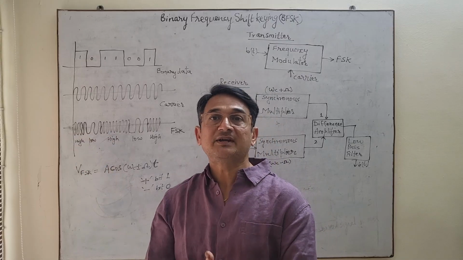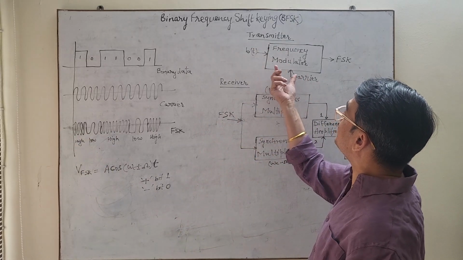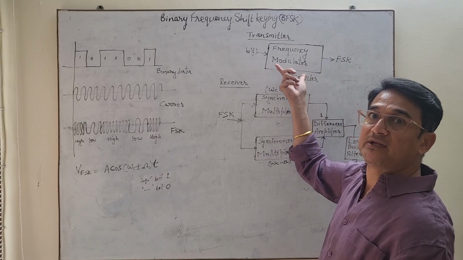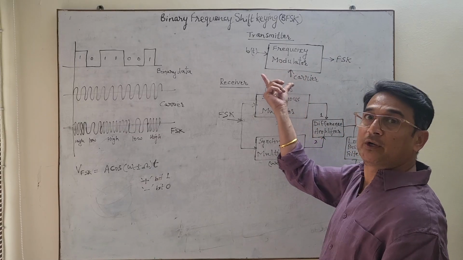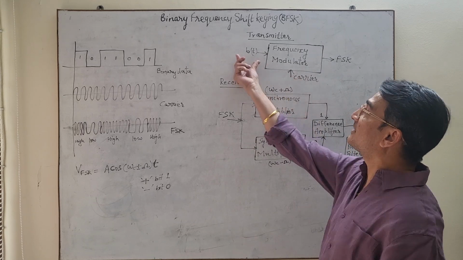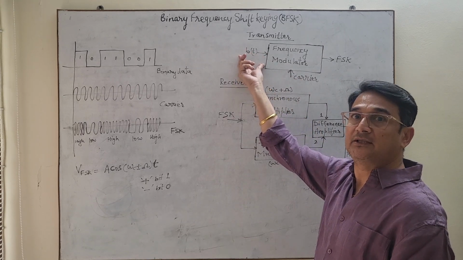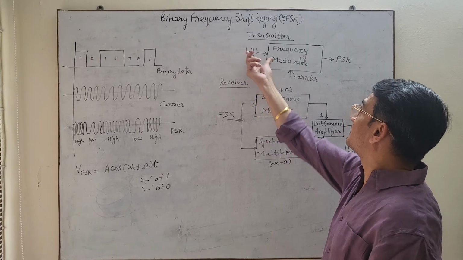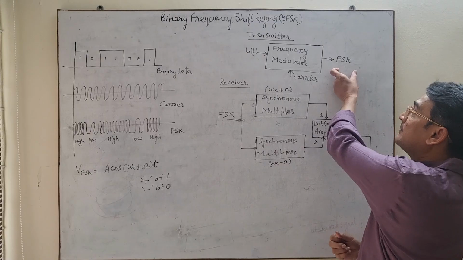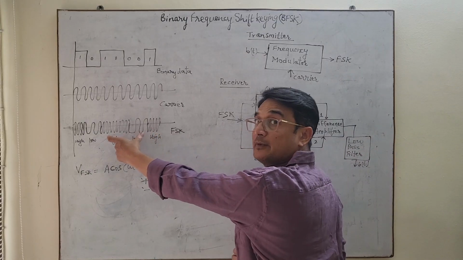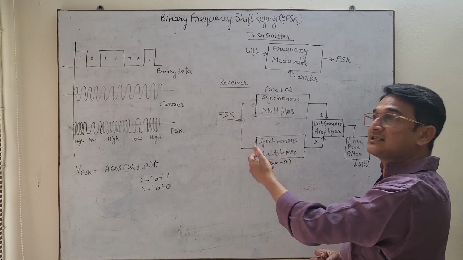Now we will see how the BFSK transmitter and receiver work. So this is the BFSK transmitter. In this, a frequency modulator is there, which has two input signals. One is the carrier signal, and the other is the bit sequence which you want to transmit, which contains the information in binary or digital form. When you combine this bit signal with the carrier signal, the output will be the FSK signal. That means the output will be this. Then this FSK signal is received at the receiving end.